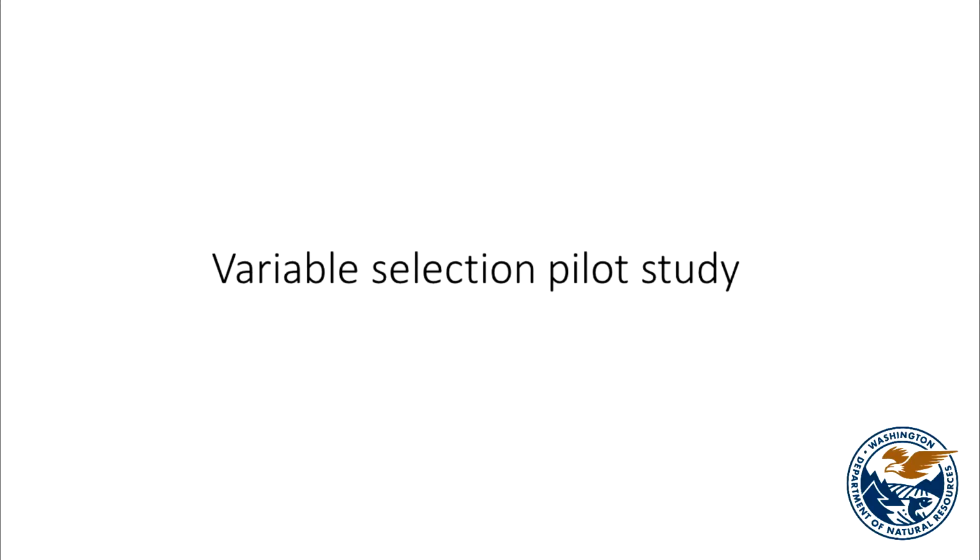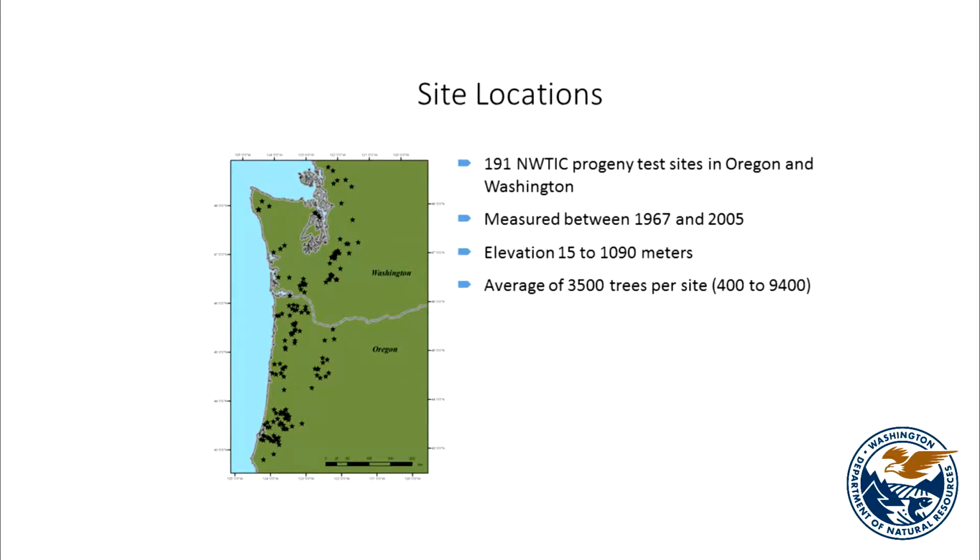So we wanted to start off with a little bit of a pilot study and see if we had our methods well understood so that we could start to make some sense of all of these different breeding programs that we were looking at. So we started off with 191 different progeny test sites in Oregon and Washington, and these were located all west of the Cascade Crest. They were measured between 1967 and 2005, and they had a wide variety of elevation and number of trees planted at each of these sites.